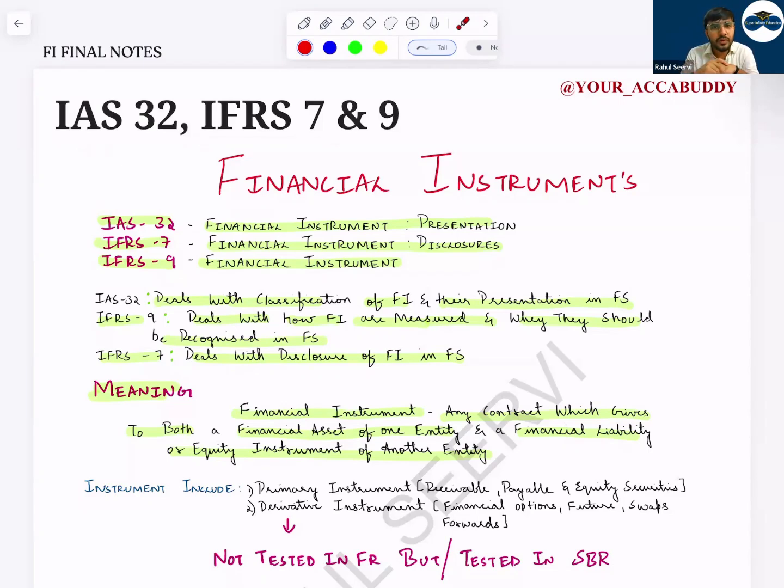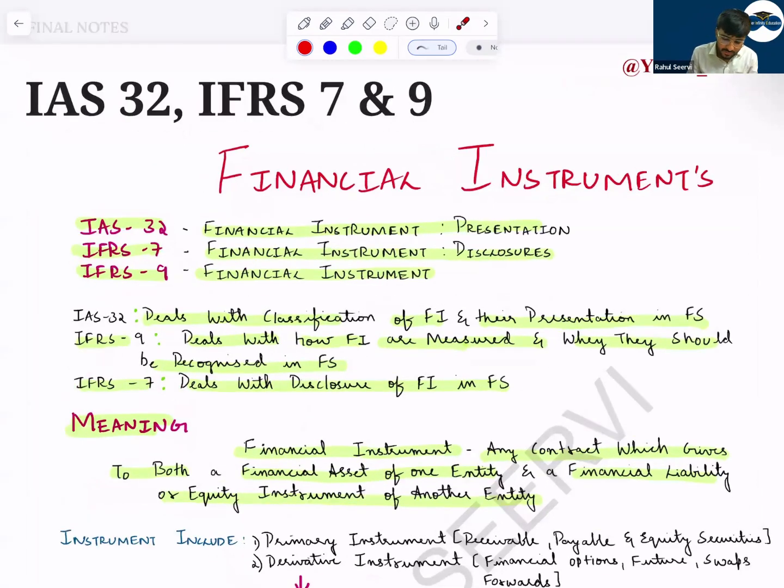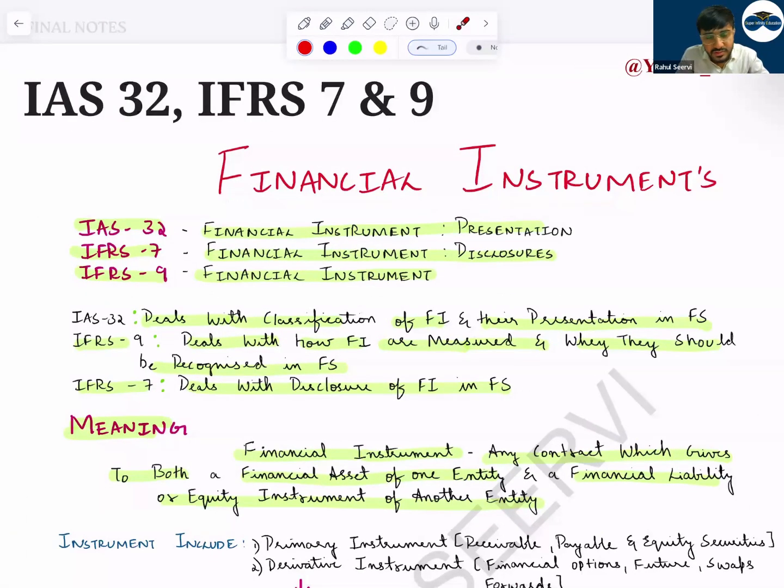So today in this video, we'll be discussing the chapter known as FI, revision of FI, financial instrument, three standards, IAS 32, IFRS 7 and IFRS 9. So starting with the revision of financial instrument 3, 2, 1. Financial instrument. This topic has three standards: IAS 32, IFRS 7, IFRS 9.